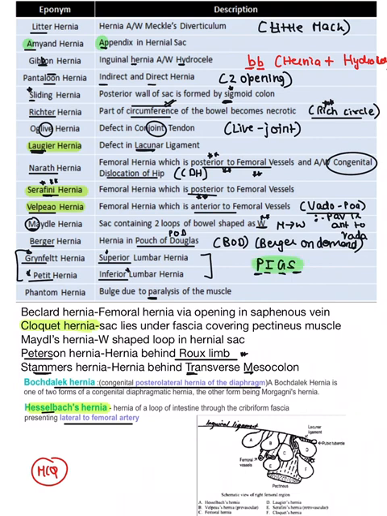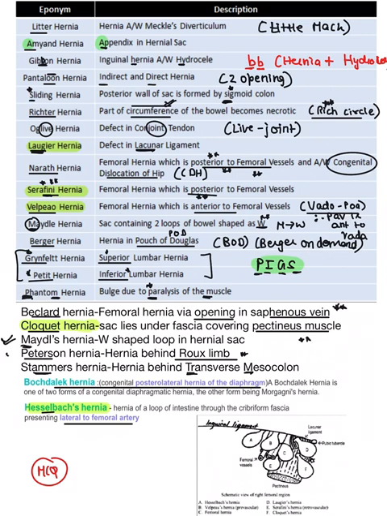Now phantom hernia, that is a bulge due to paralysis. Phantom means it's not there, that is due to paralysis of the muscle, guys. Paralysis of muscle is the phantom hernia. Now is the Narath backward hernia, this basically is due to an opening in the saphenous vein, guys. Then you have a Cloquet hernia, that lies under the fascia covering the pectineus muscle, guys.